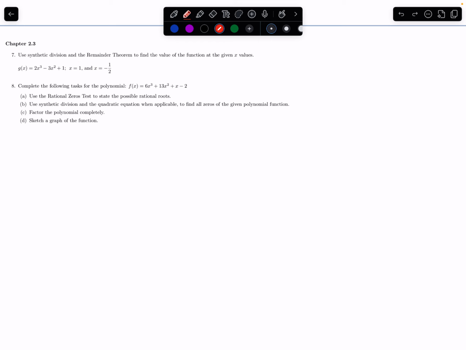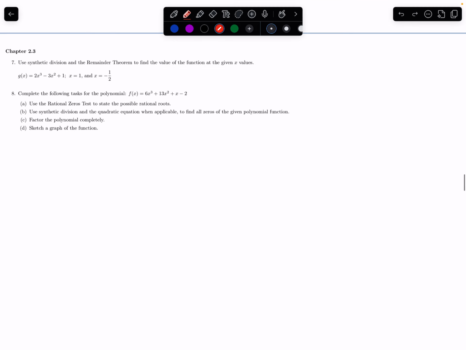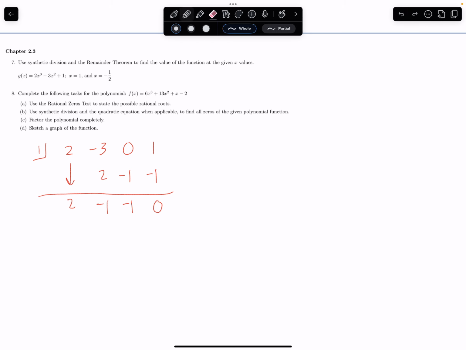So what I mean by that is if you look at g of x and I run my synthetic division with 1 for x equal to 1, then it would look like this. The coefficients are 2, -3. There's no x term, so 0 there, and then 1, right? The synthetic division algorithm brings the 2 down. 2 times 1 is 2, plus -3 is -1. Times 1 is -1, plus 0 is -1. Times 1 is -1, and plus 1 is 0. So this here is the remainder. It just so happens that the remainder is 0. But what that means is that g of 1 is equal to 0, the remainder over here.